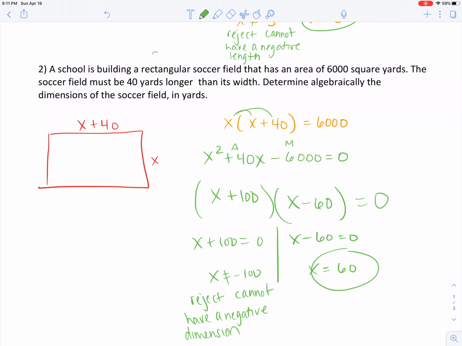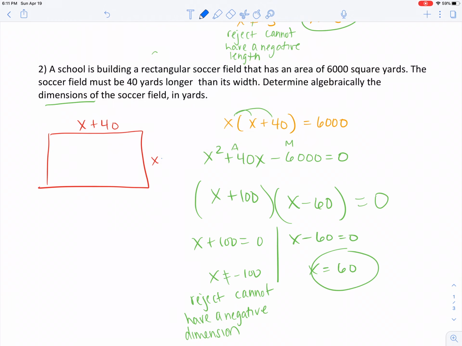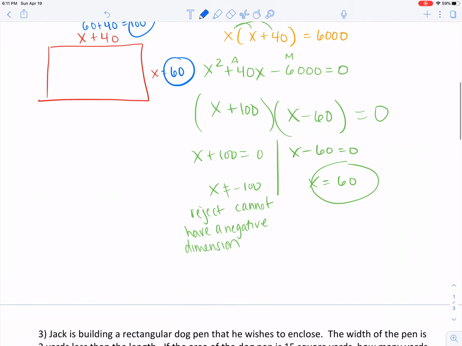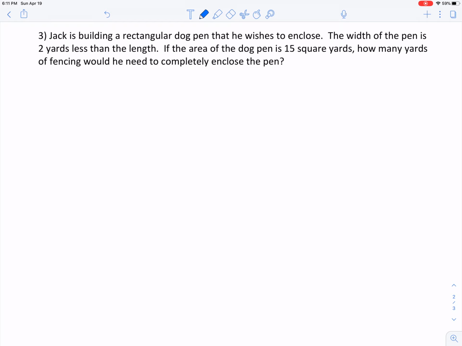Determine algebraically the dimensions, so you need both. So this dimension that was notated with x is 60, and this one is 60 plus 40, which is the 100. So your answer is 60 and 100. So be careful if they ask for dimensions. They want both the length and the width. If they ask for one specifically, then give that one.